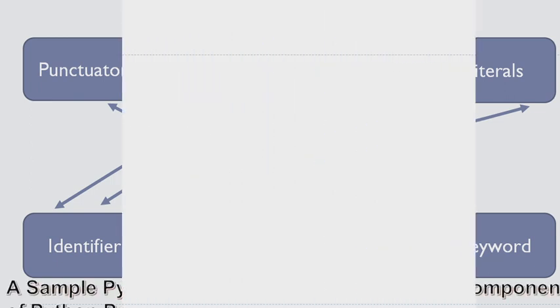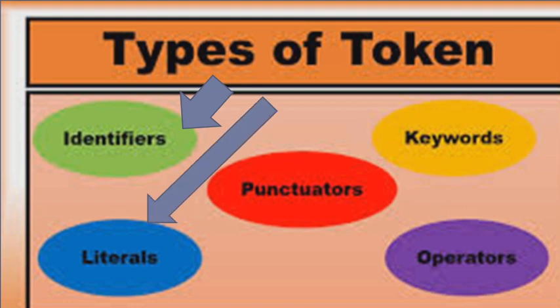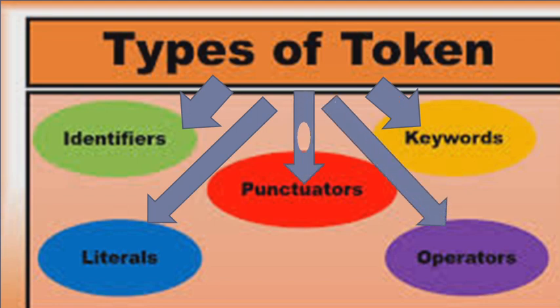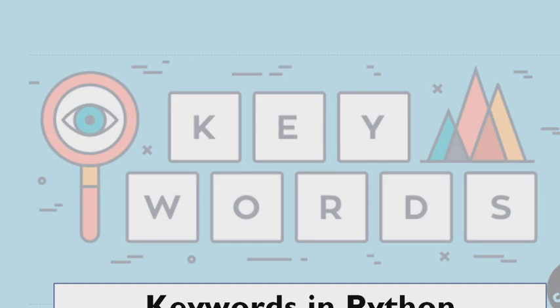So these are the components of a program, and basically different types of tokens are there. These tokens are identifiers, literals, keywords, operators, and punctuators. These are the tokens of Python. Now let's see what keywords are.